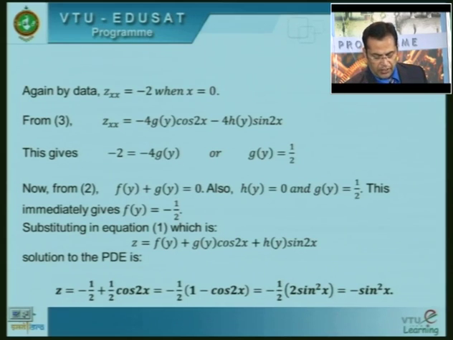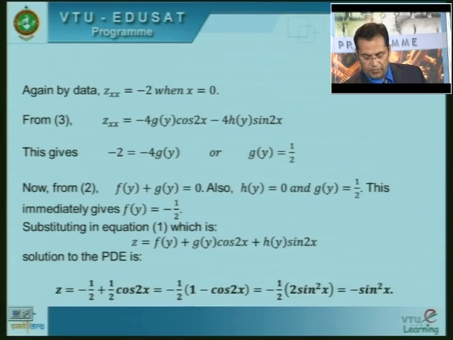So, when you substitute in equation 1, which is this equation, we have written the equation again here. You get the solution as f of y minus half plus g of y is half into cos 2x. If you take minus half outside, you get 1 minus cos 2x, and 1 minus cos 2x is known to be 2 sin square x. So, if you cancel 2, finally the solution becomes z equal to minus sin square x.